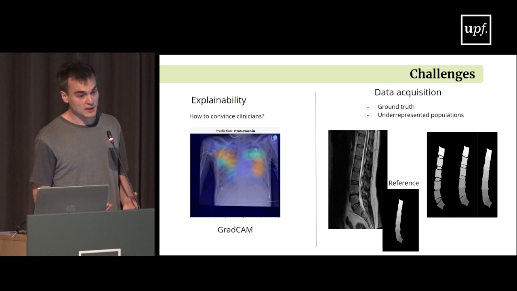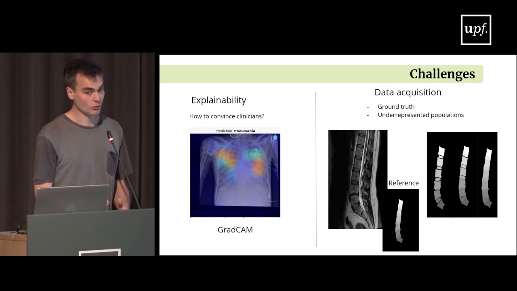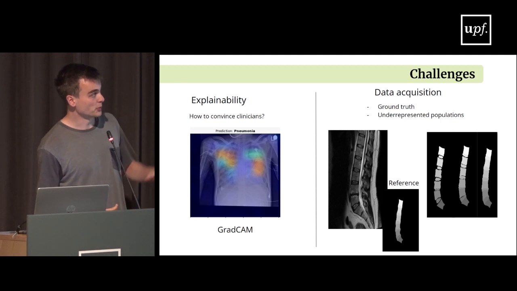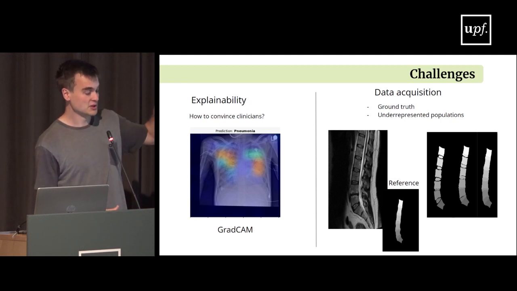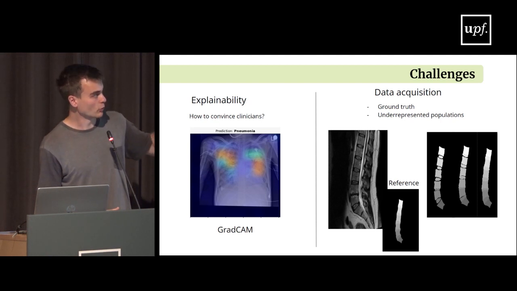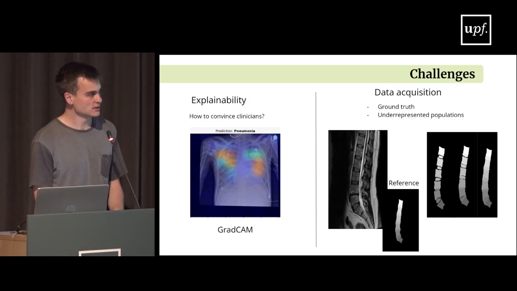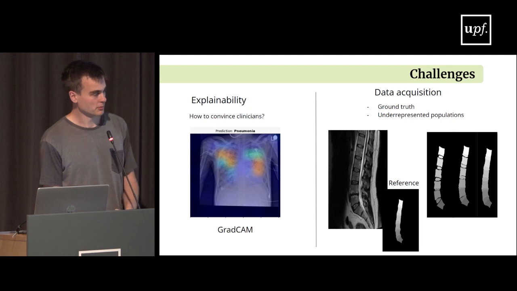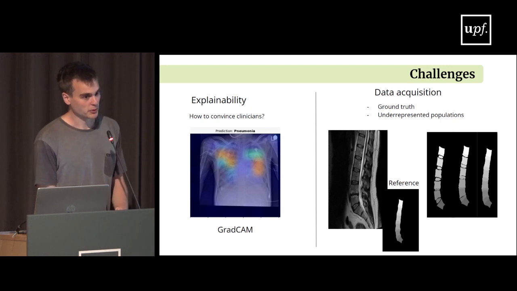How do you convince a clinician to trust this prediction? One way to do it when you're dealing with images is that you can superpose a mask on the original image that will show you where the model was looking to make its prediction. This is this kind of image on the left, and you see that the model was actually looking at the lungs, which is quite promising to find pneumonia.